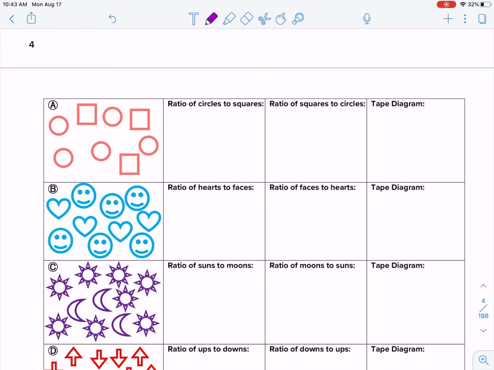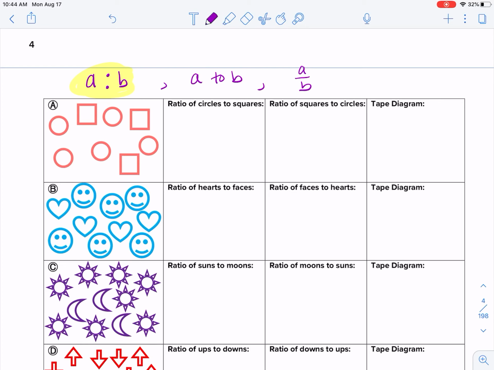Okay, we said that ratios was comparing two numbers. We said that a ratio can be used by the symbols. So let's say you have a number A to B. You can use the words A to B, or you can even use a fraction, A over B. Today, we focused on the first way, right? By using that colon sign.